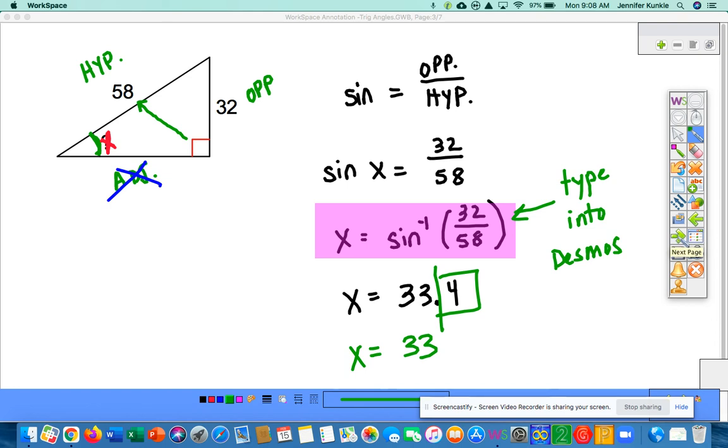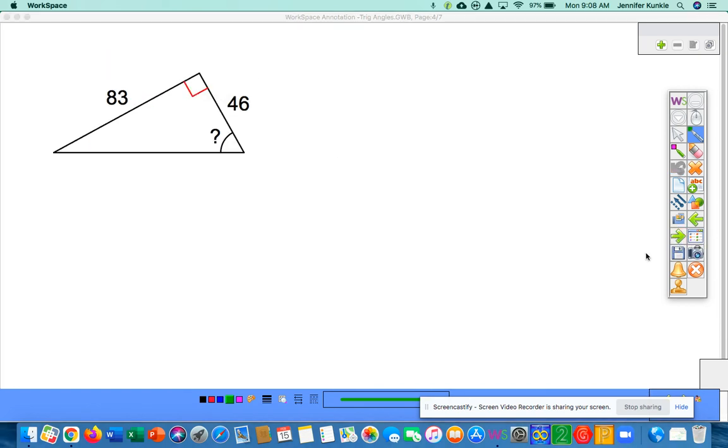All right, let's look at maybe just a couple more, make sure we're on the right track. Again, take a moment to copy down the figure so that we can take some time to label it and get our problem set up correctly.